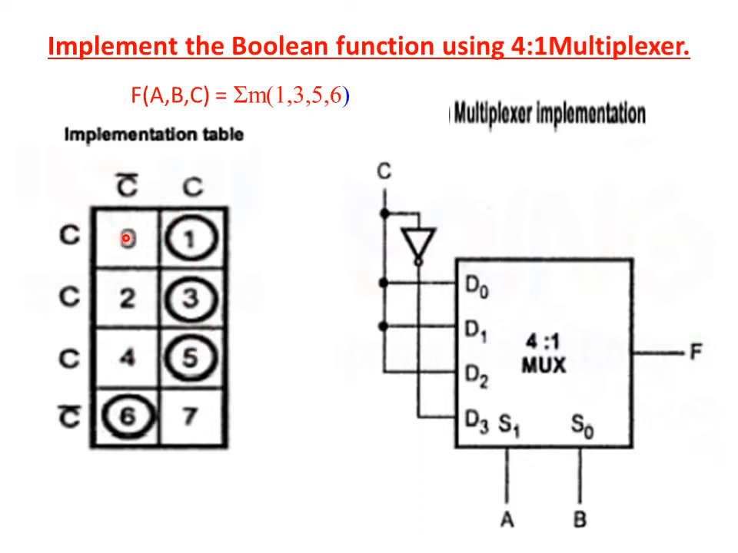Now we are writing the output variable. Here this cell is grouped, so writing the output expression as C. Here 3 is grouped, so the output expression is C. Here 5 is grouped, so the output expression is C. Now here 6 only is grouped, the output expression is C bar. So we are giving C and C bar as inputs to the multiplexer, and these are the selection lines, and here is the output.